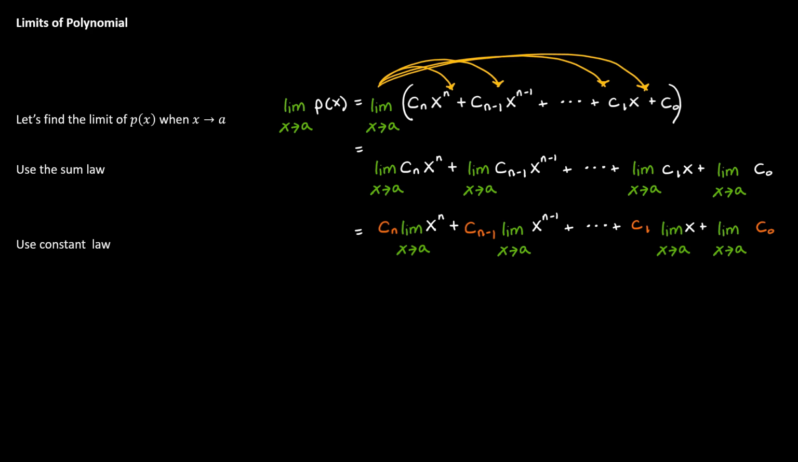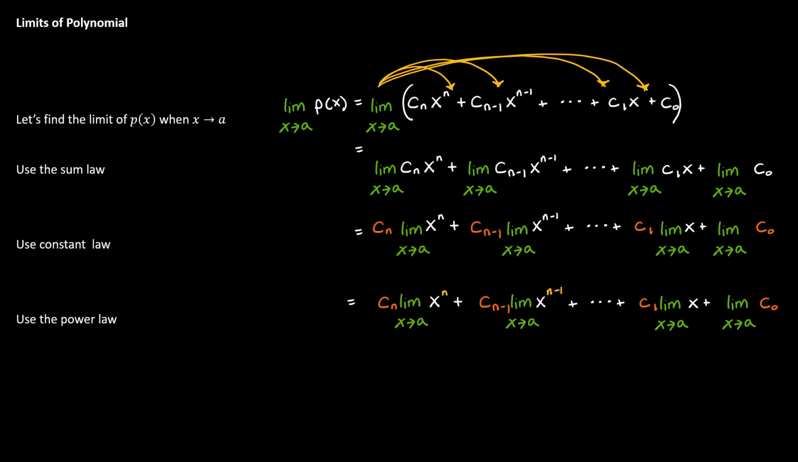Next, we see that we have some exponents. We have a power law. If we apply that, instead of taking the limit of x to the n, we can take the limit of x and then raise that to the nth power. So we apply our power law. Notice now that all of our limits have been reduced down to our basic limit results, the limit of the function x or the limit of a constant.